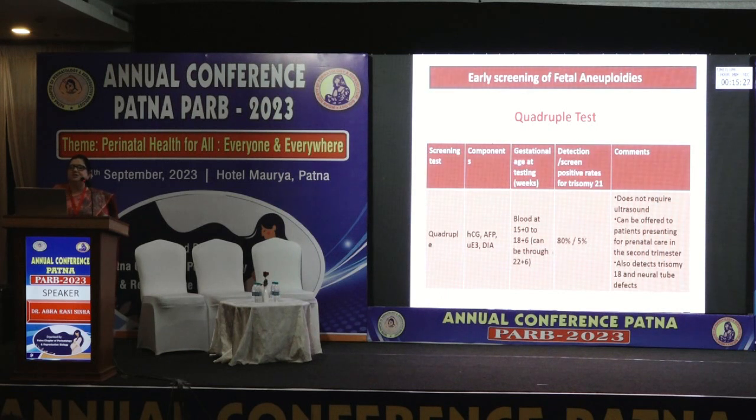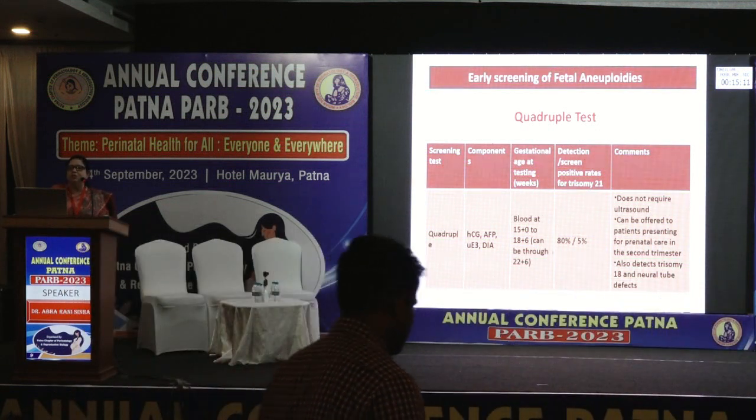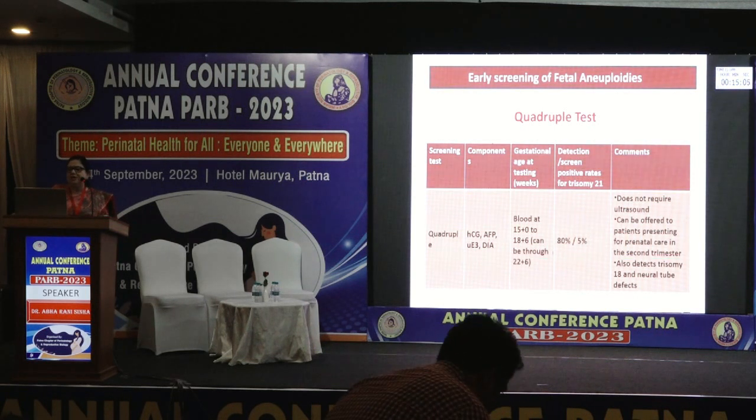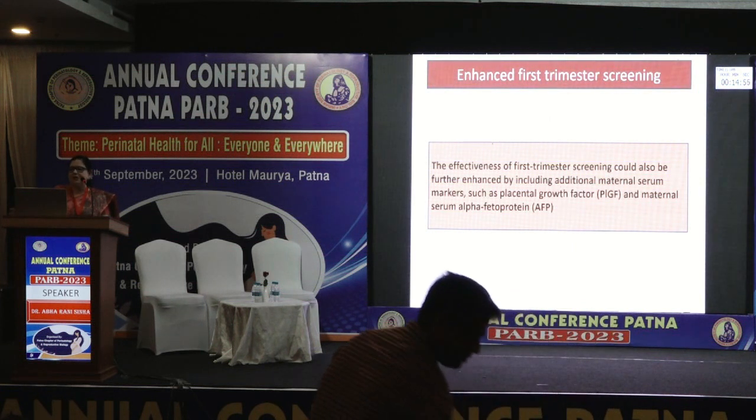Quadruple test, again, this is the test we may have to do, because many of our women come late for antenatal care. So at that time, we miss the opportunity of doing a combined test. For these women, the quadruple test is the test to be done, which includes 4 markers. We all know that is HCG, alpha fetoprotein, unconjugated estriol and inhibin. And it can be done at a later time. It does not include any ultrasound marker with it. It is purely a serum-based marker.